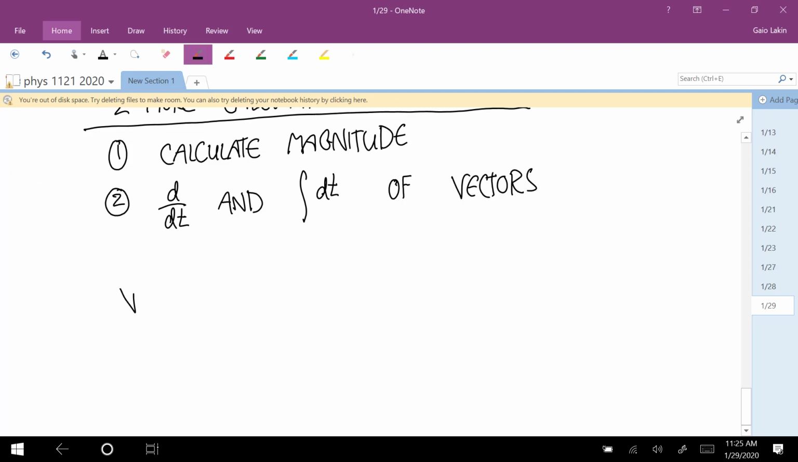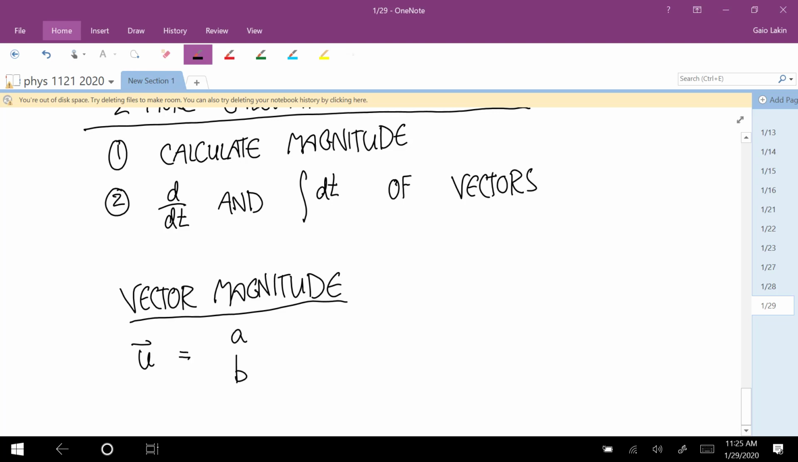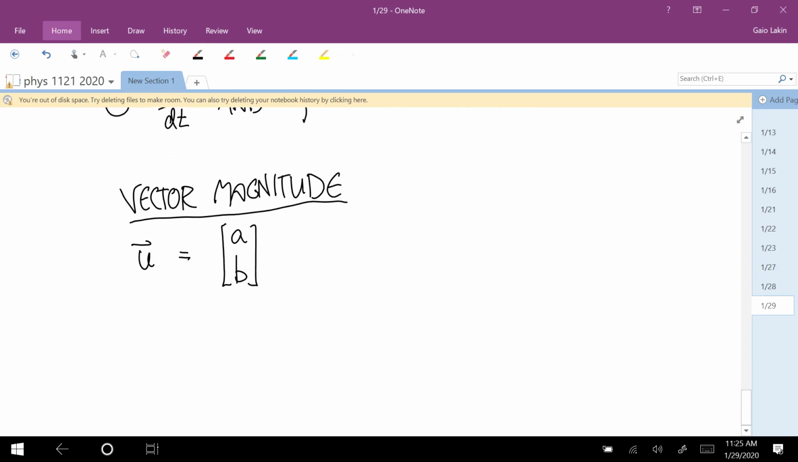Okay, so to calculate the vector magnitude, if you have a vector, I'll call this vector U, that has components A, B, then the magnitude, which uses the notation like an absolute value of a vector, that's the magnitude of a vector. And the way you calculate that is the square root of the sum of the squares of the components.